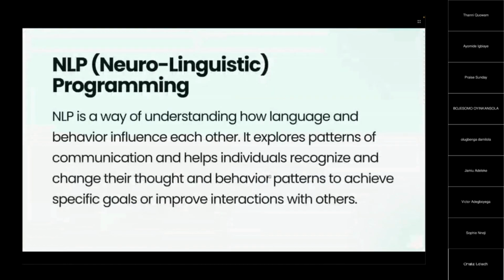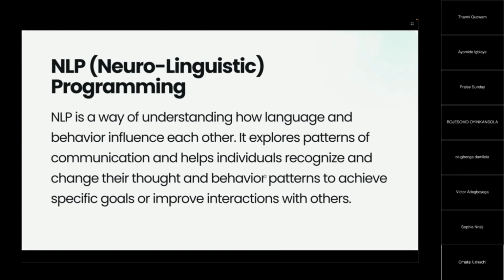Now we have NLP, and that is a way of understanding how language and behavior influence each other. It explores patterns of communication and helps individuals recognize and change their thoughts and behavior patterns to achieve specific goals or improve interaction with others. So NLP can be a way to do something positive to actually improve the copy, and also it can be a way to manipulate the user into taking some dangerous actions. So this is something you can go ahead and learn more about.